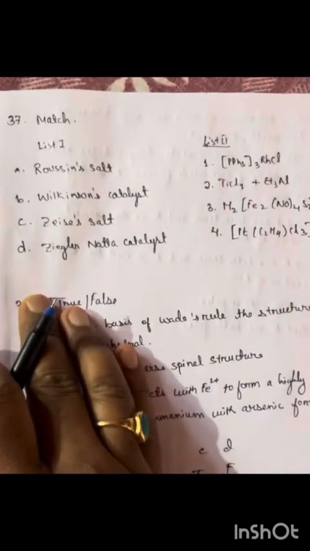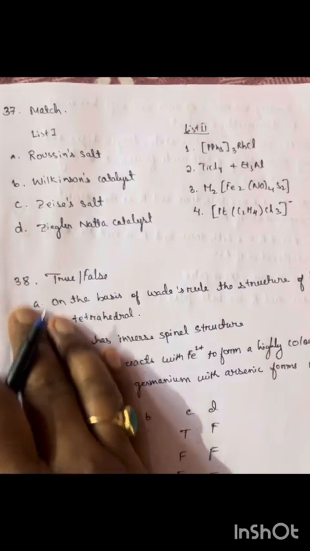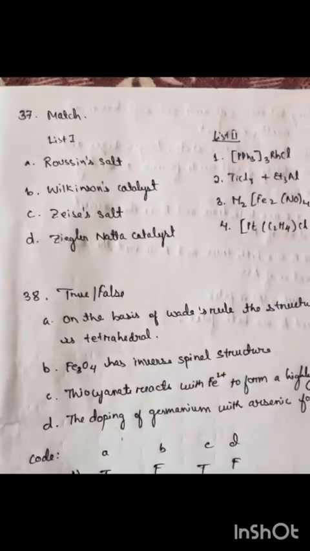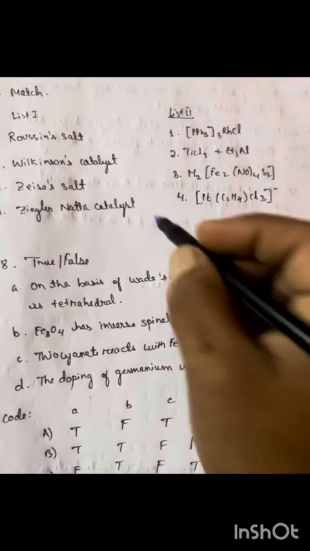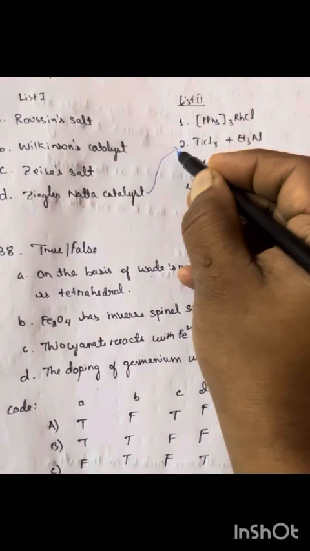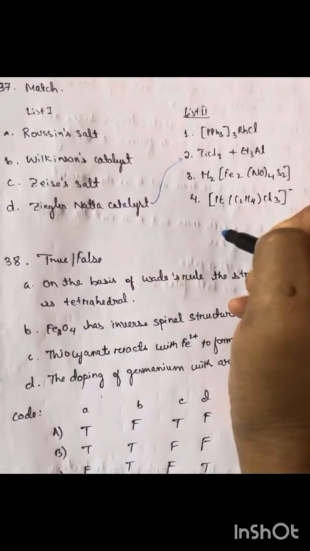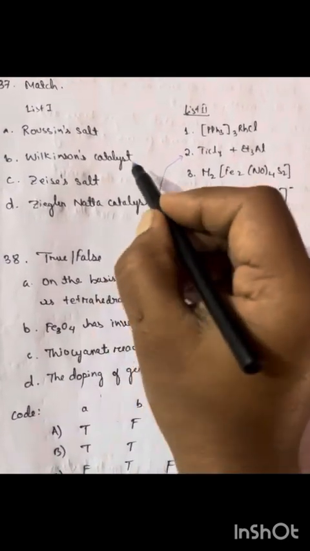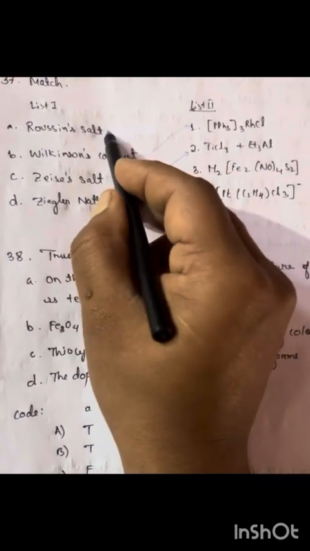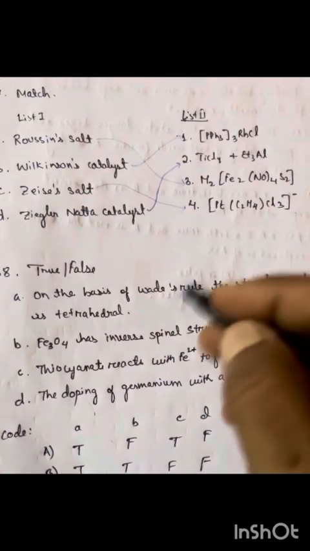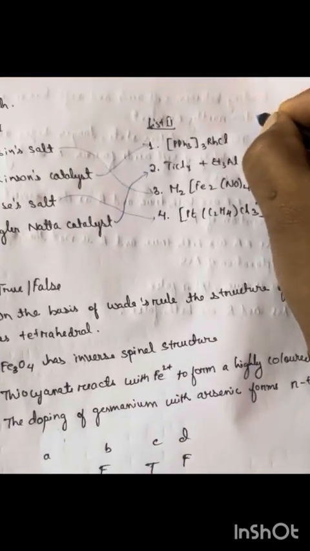This is sufficient. Next you see the match the column. In the match the column, Rosen salt and others are given, like Wilkinson catalyst, Zeise's salt, and Ziegler-Natta. You already know Ziegler-Natta, already repeated, titanium, right? Last video we have discussed that. Next you see Wilkinson, all the famous ones, Ziegler-Natta, Pt, and Rosen salt remains the Rosen salt. Very easy.